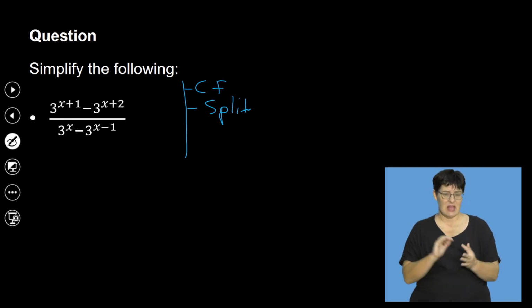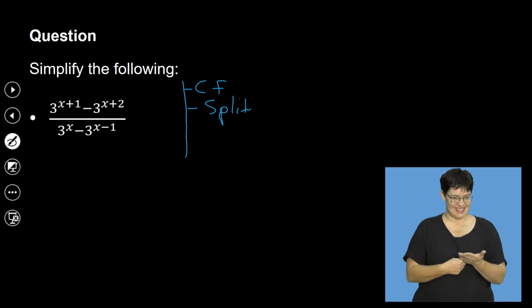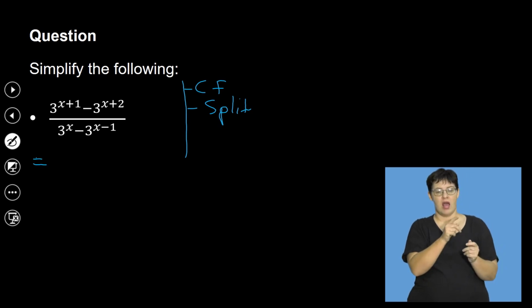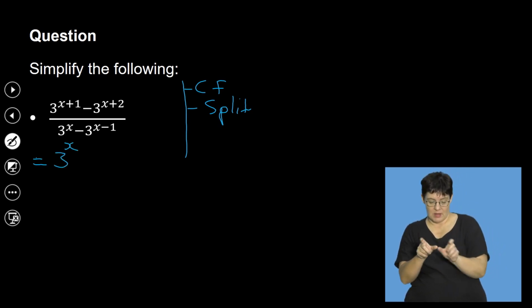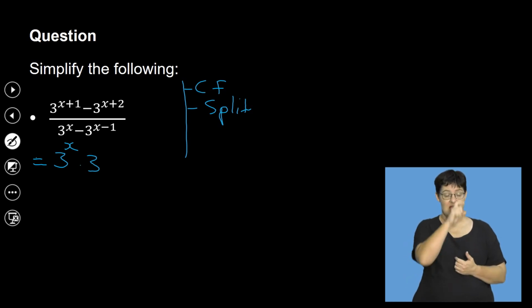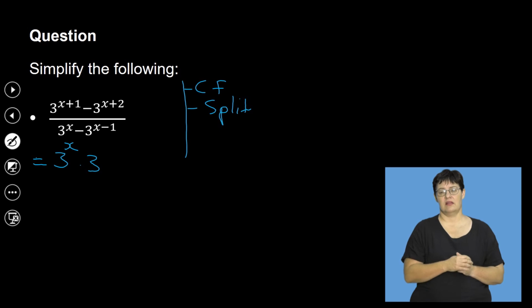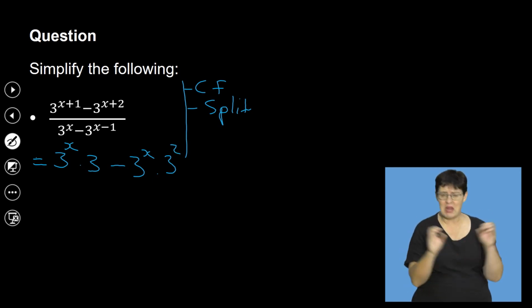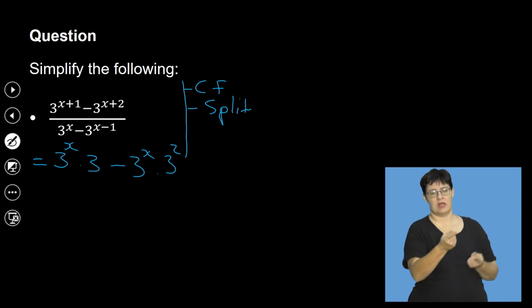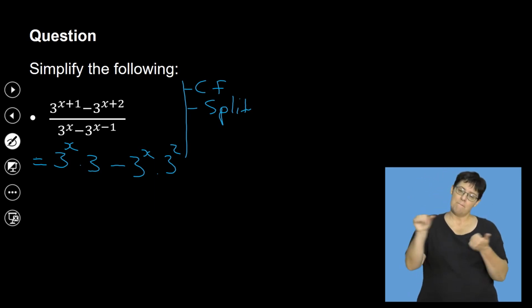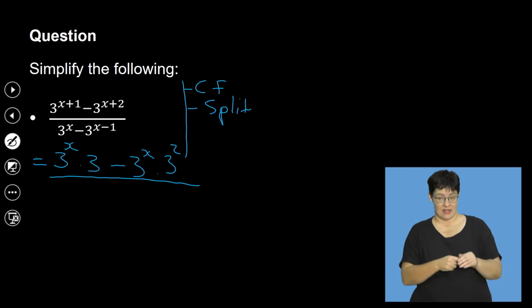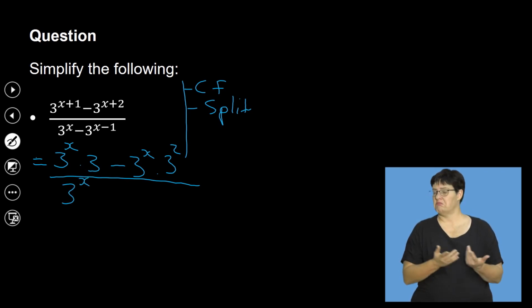To split it is to use the principle we spoke about, where you are reversing the product law. So the very first thing I'm going to do here is to split this, which is 3 to the exponent of x times 3 to the exponent of 1. I don't really need to write the 1. Minus 3 to the exponent of x multiplied by 3 to the exponent of 2. I did not change anything here. I just rewrote this as what it was before it got to be 3 to the exponent of x plus 1 and 3 to the exponent of x plus 2. Divide all of this by 3 to the exponent of x. I don't need to do anything there.